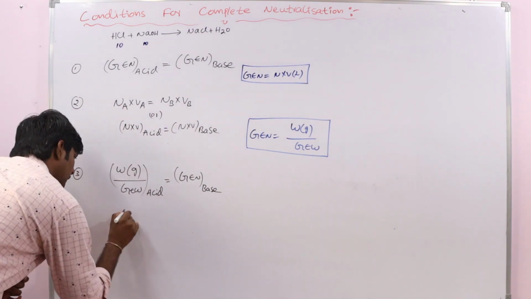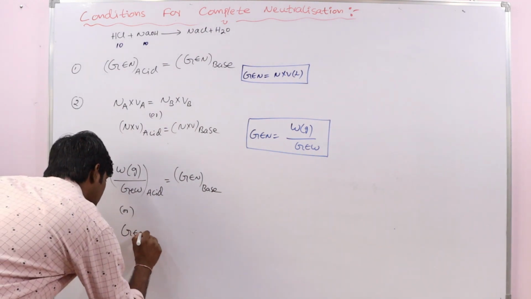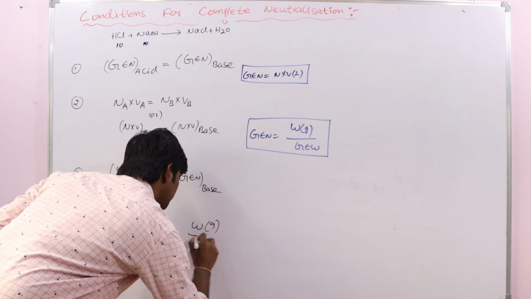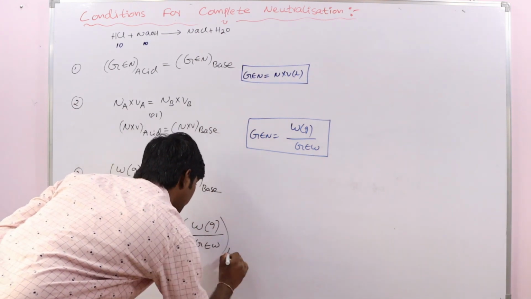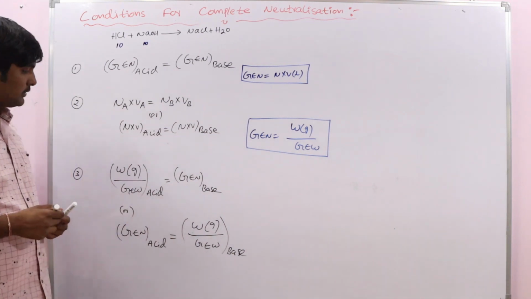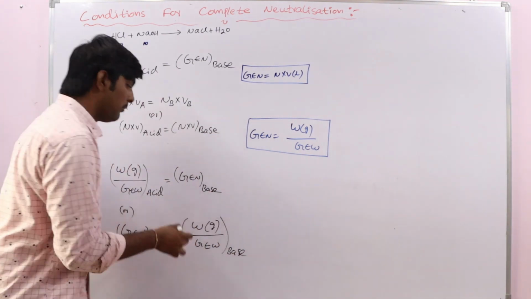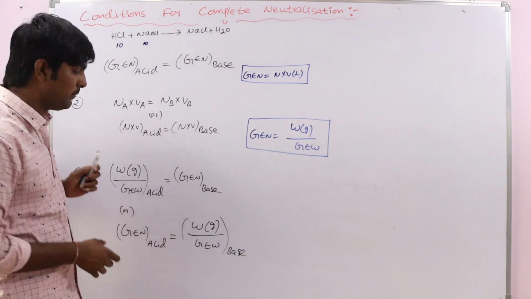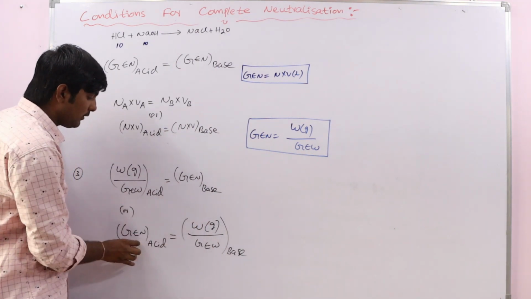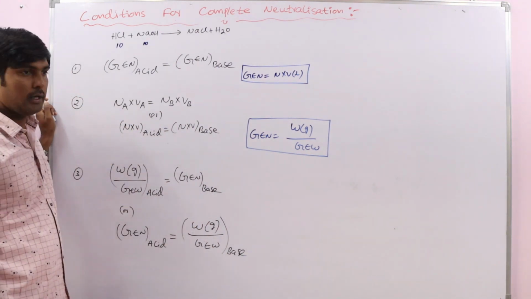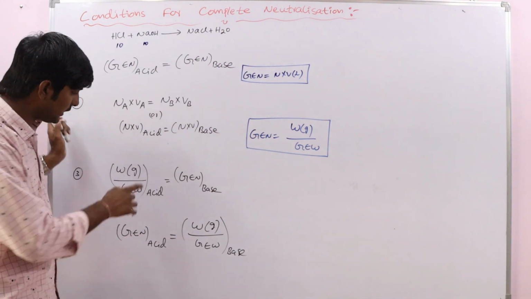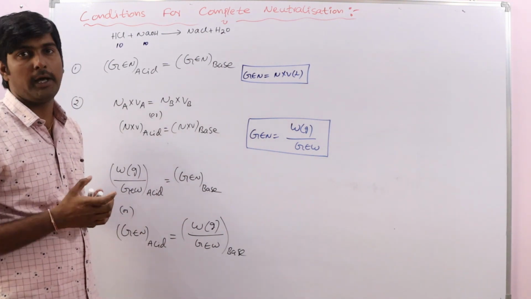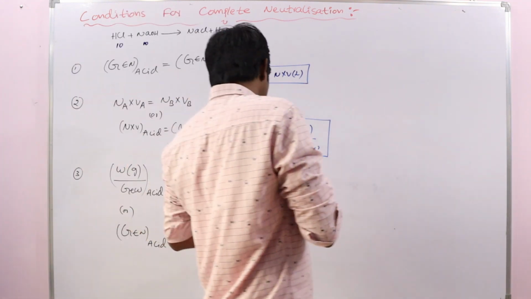Or we can write GEN of acid is equal to weight by gram equivalent weight of base. Yes or no? Now, in this case, they have provided the weight of base and the gram equivalent weight they may provide, or we can calculate from the base also. So from this information we can calculate gram equivalents of acid. Depending upon the provided information we discuss all these types of formulas. So in the problems then you will get full clarity. Okay, clear?